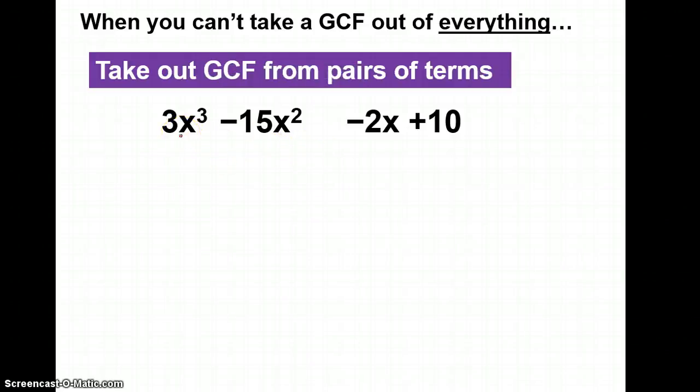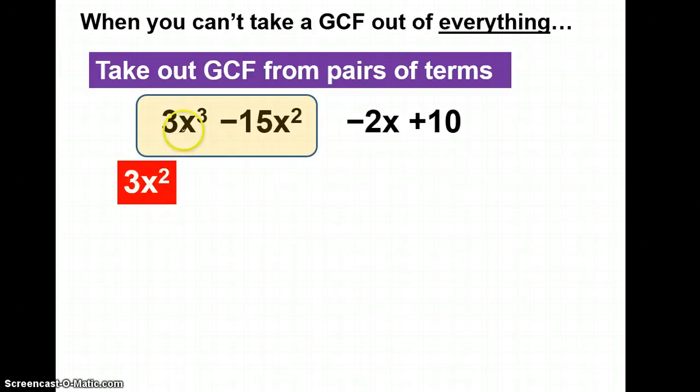So let's look again at pairs of terms. What are these both a multiple of? 3, right? And I can divide out an x squared. So if I divide out 3 goes into 3 once, and if I divide out an x squared, I should be left with 1x. Over here, if I divide out 3 goes into negative 15, negative 5 times, right? And that x squared goes away.